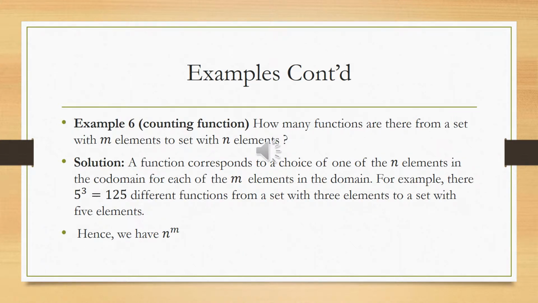Examples continued. Example 6. Counting functions. How many functions are there from a set with m elements to a set with n elements? Solution: a function corresponds to a choice of one of the n elements in the codomain for each of the m elements in the domain. For example, there are 5 raised to the power 3 different functions from a set with 3 elements to a set with 5 elements. Hence, we have n to the m.